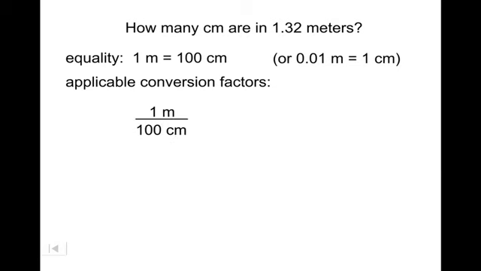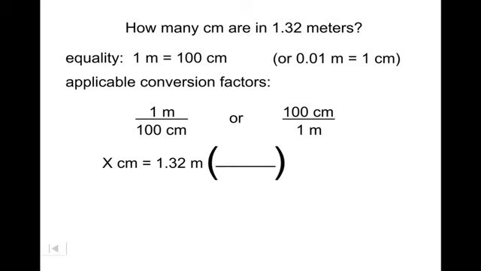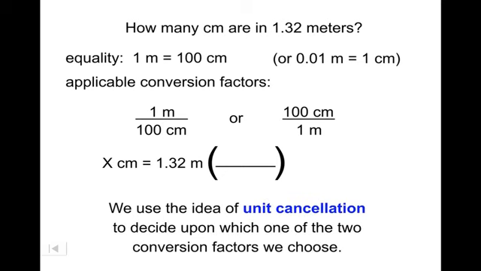You can write it with the 1 meter on top and the 100 centimeters on the bottom, or 100 centimeters on the top and the 1 meter on the bottom. Because you're starting with 1.32 meters, you need your meters on the bottom. So you'll start with your 1.32 meters and you'll use the conversion factor with the 1 meter on the bottom. So you have to decide which one to use. 1 meter goes on the bottom, and that's the only way that you can get the units to cancel. Whatever is left on the top will be your final unit.